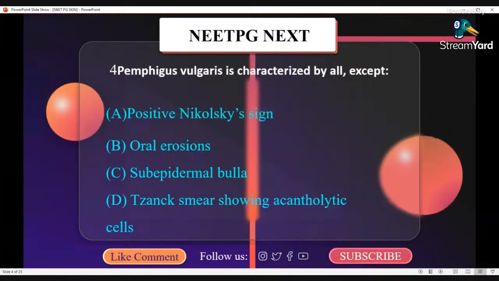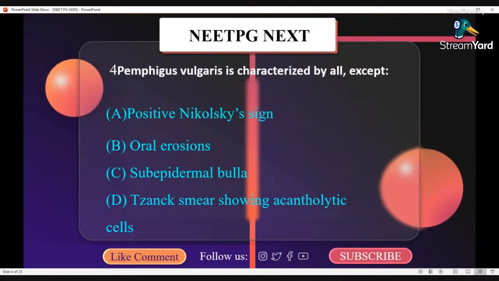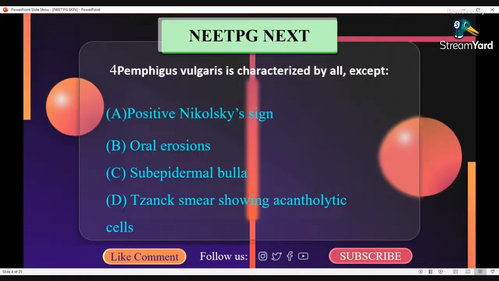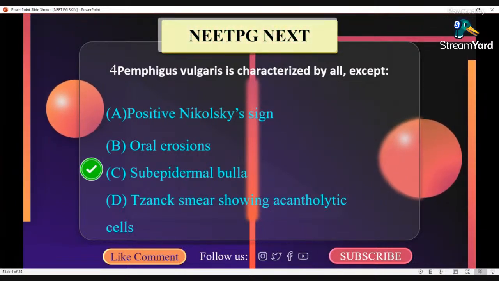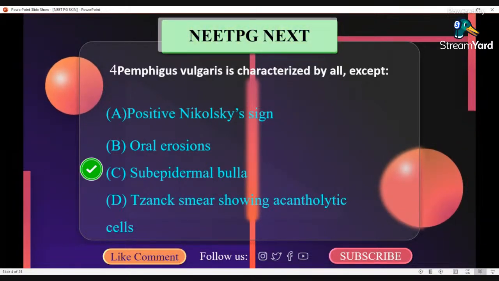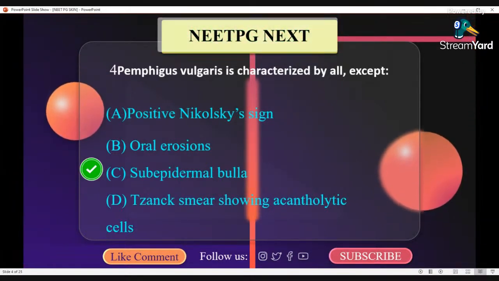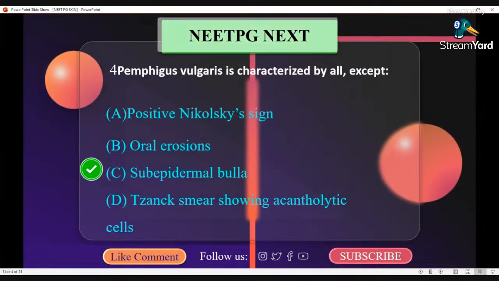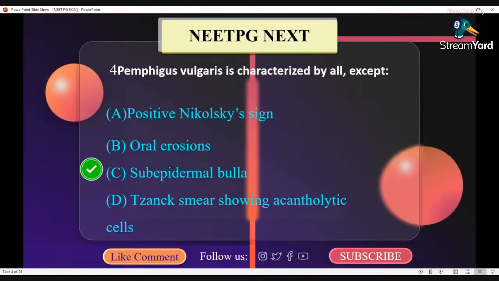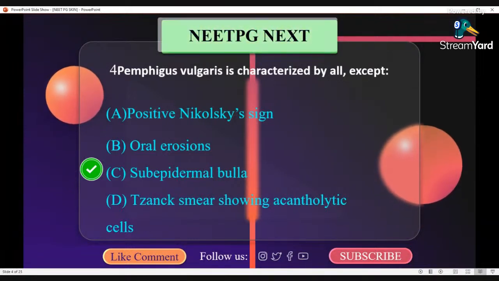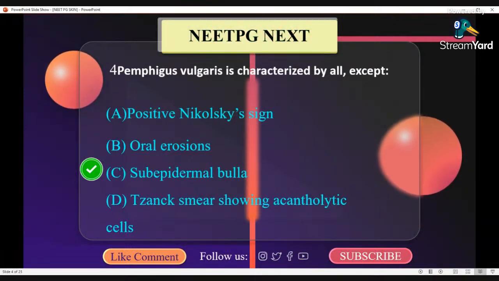So, the correct option here is C. Let us look what exactly the correct option is. It is C. So, pemphigus vulgaris is characterized by positive Nikolsky sign, oral erosions. Tzanck smear shows acantholytic cells. The only out of the box thing is subepidermal bulla.